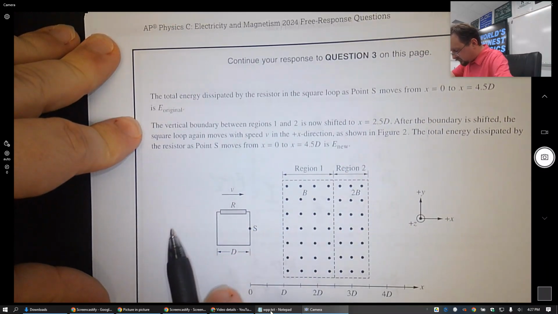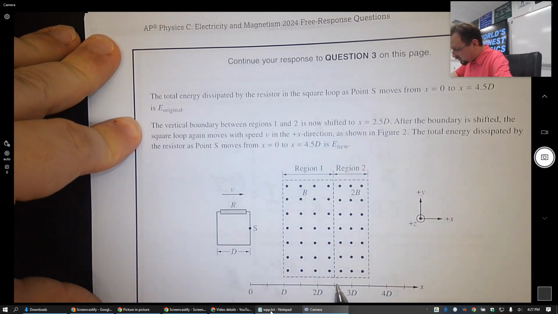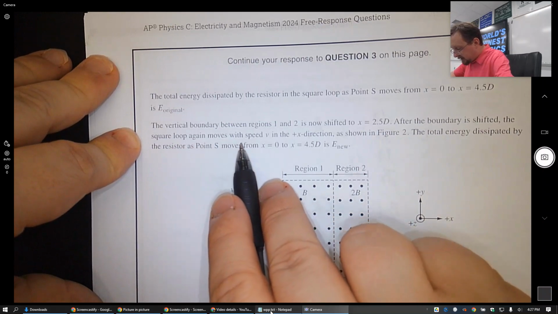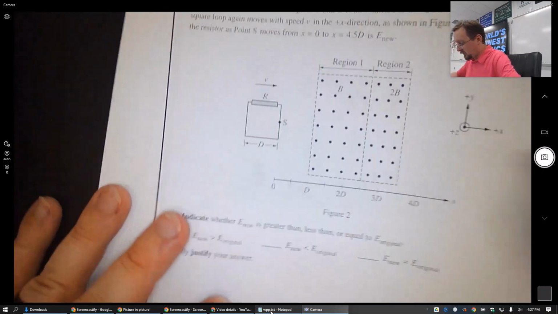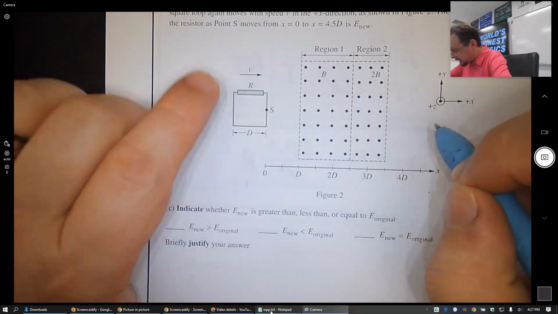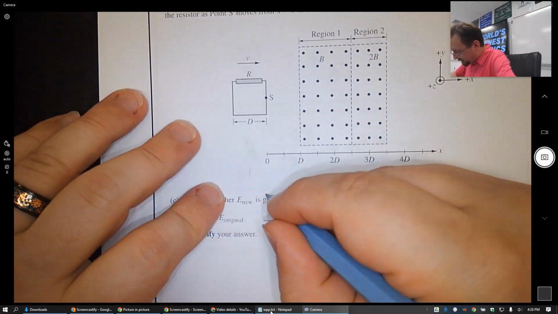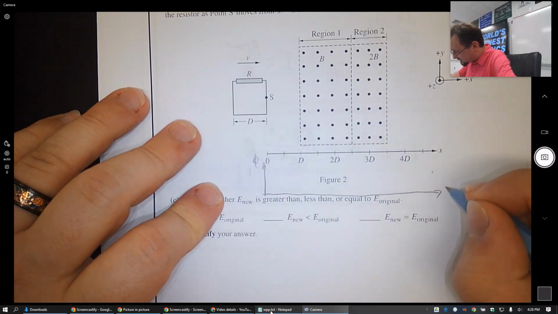The vertical boundary between regions 1 and 2 is now shifted to 2.5D. The square loop again moves at speed V in the positive x direction. Oh, Lord in heaven. Okay, so I need to do this. I'm going to do it with a pencil. Okay, so again, I'm going to make a little sketch of the graph of flux versus time.